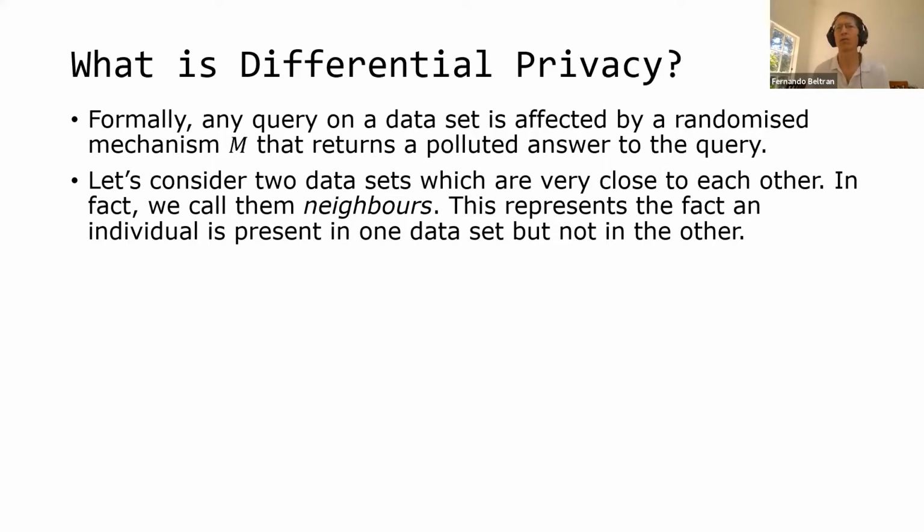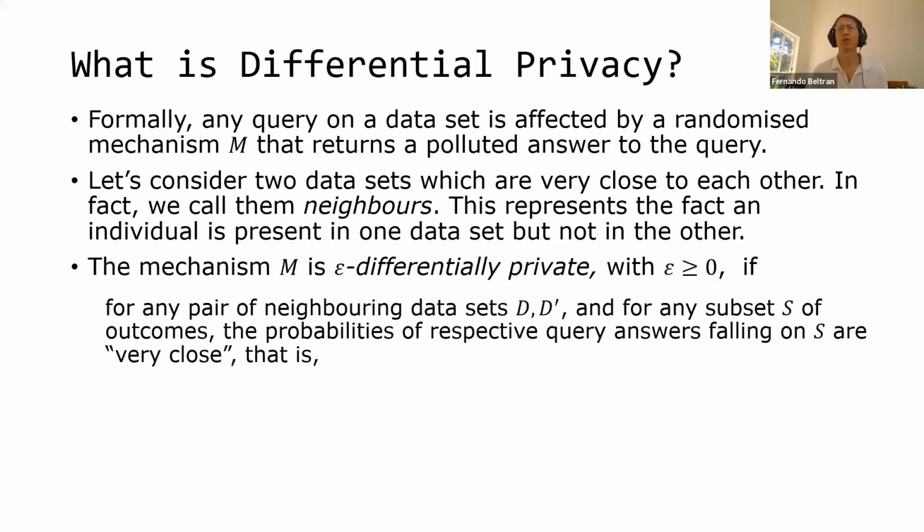And we're going to call those data sets neighbors. So let's use that setup to bring the definition of differential privacy. A mechanism that is answering the query is called epsilon differential private, with epsilon being a positive number, if for any pair of neighboring data sets, the probabilities of the query made on those data sets are very similar. And that is expressed in the following expression.